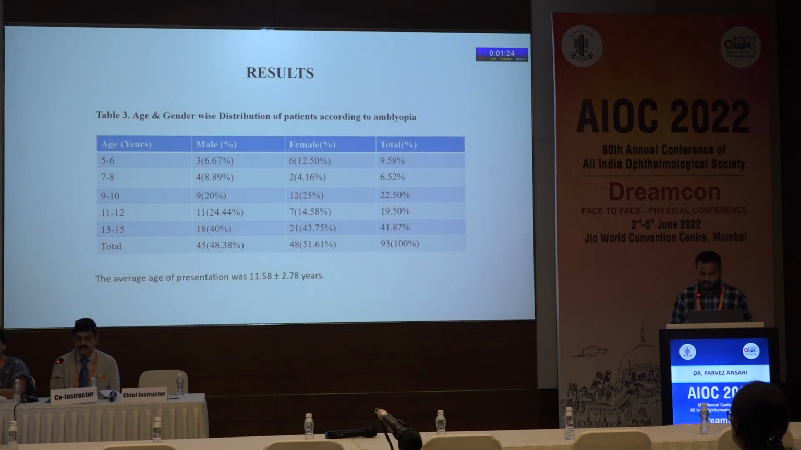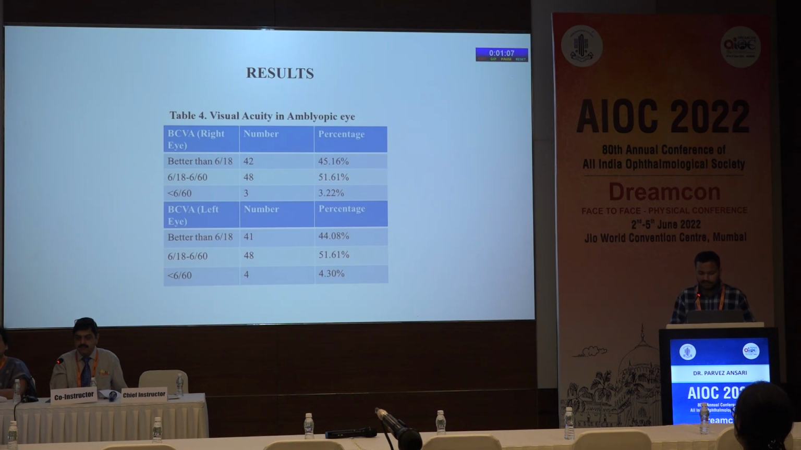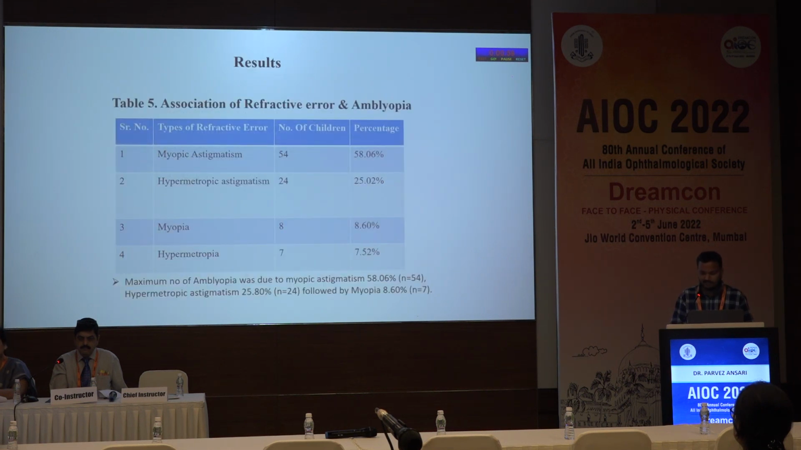Then age and gender-wise distribution of patients according to the amblyopia. We found it was independent of gender, equal in male and female. Then average age of presentation was 11.15 plus or minus 2.78 years. Visual acuity in the amblyopic eye: we found that most of the children had a visual acuity between 6/18 to 6/6. Then association of refractive error and amblyopia. In our study, astigmatism was found more, followed by myopic astigmatism, hypermetropic astigmatism, then myopia, then hypermetropia.